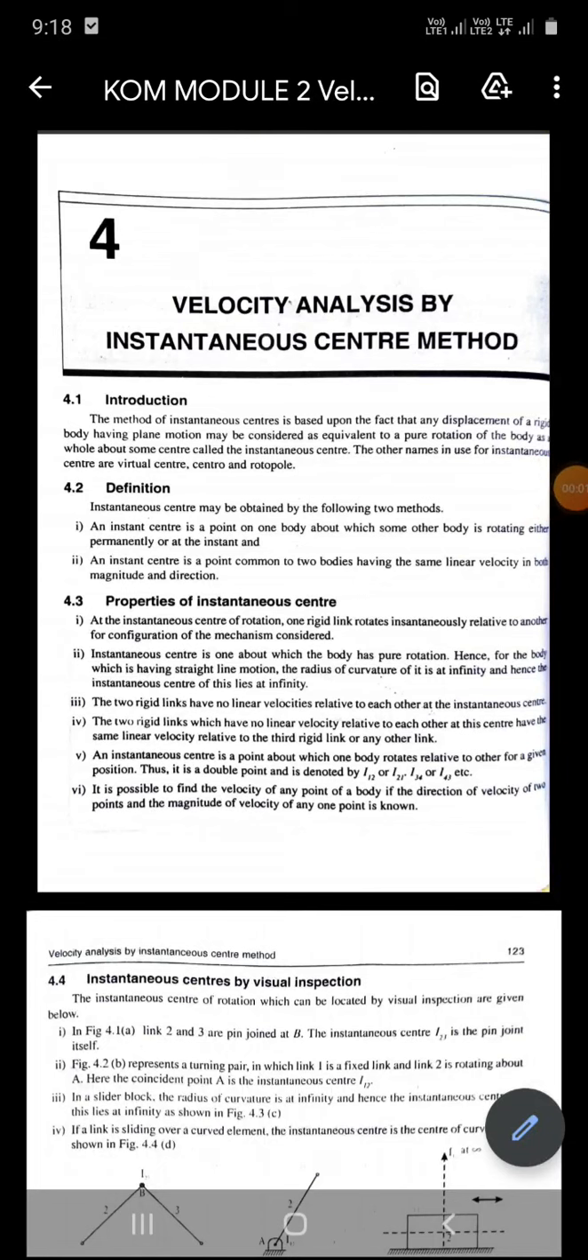Kinematics of Machines, Module 2, Velocity Analysis by Instantaneous Center Method. Introduction.